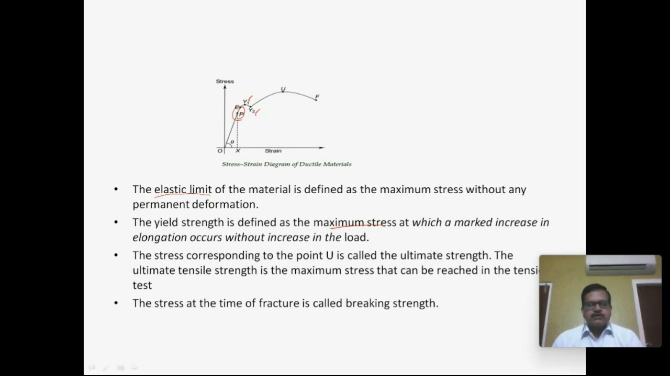Next, the stress corresponding to U, this is the U point, ultimate tensile strength. It is the maximum stress that can be reached in a simple tension test. So here is the maximum value of stress that can be reached in the simple tension test. Whereas this point F is the break point, the stress at which the fracture or the separation of the workpiece into two is the point F.